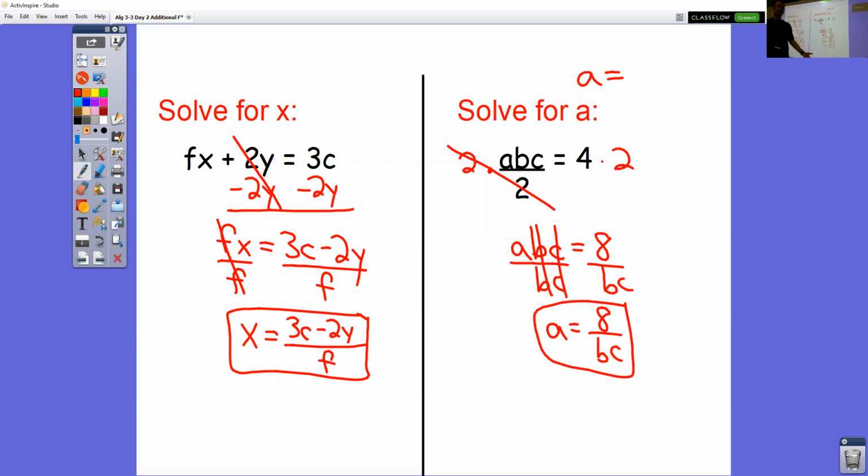Are there other ways that you could have done it? Sure. You could have, from this point, divided by B and divided by B, and then divided by C and divided by C. So you would have got 8 divided by B, all divided by C. Could you have divided by C first and then B? Sure. Again, on a lot of these questions, there are multiple answers.